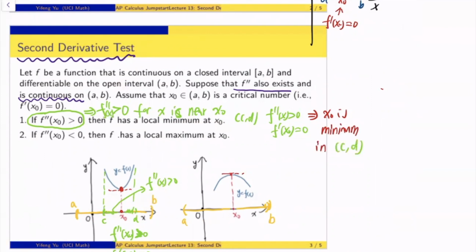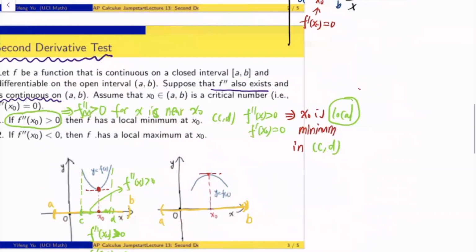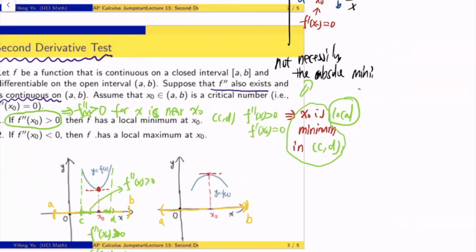So that's what we call local. We cannot guarantee it might not be, so here we have to be careful. This is local, so it's a minimum only on the subinterval. Not necessarily the absolute minimum in the whole interval AB, right? Only in a subinterval. So that's why we call it local.